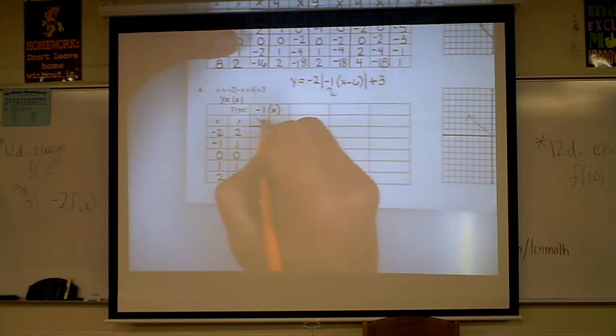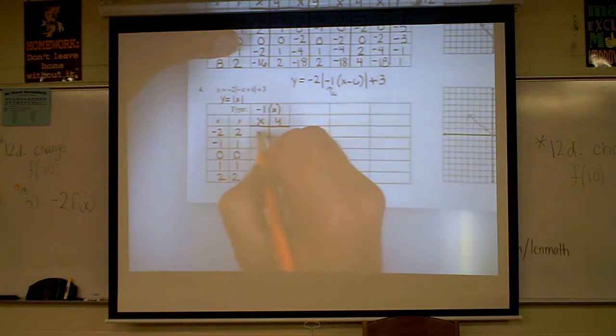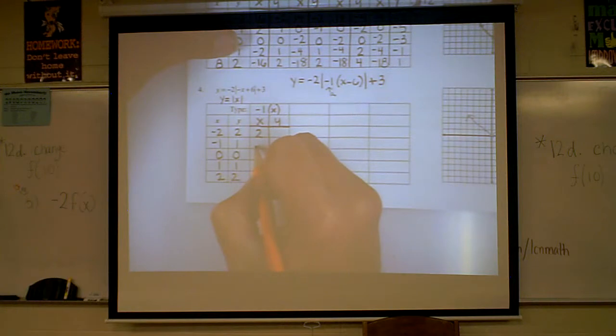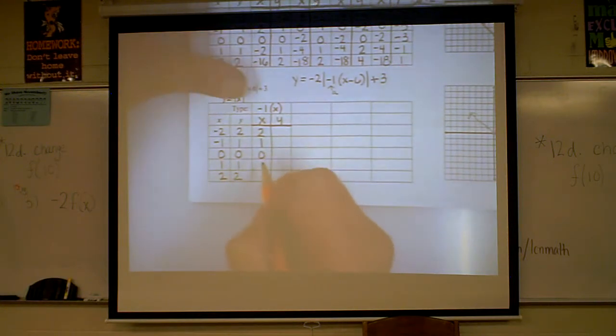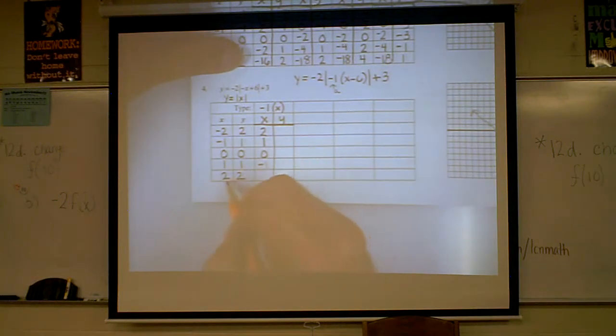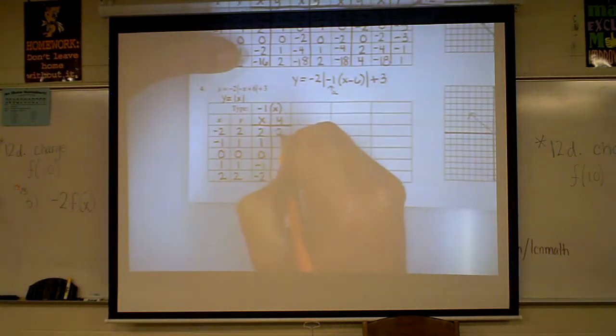Negative 1 times negative 2 is 2. Negative 1 times negative 1 is 1. 0 times negative 1 is 0. Negative 1 times 1 is negative 1. And 2 times negative 1 is negative 2. You're going to keep your y values the same.